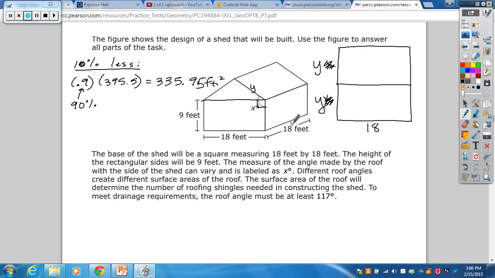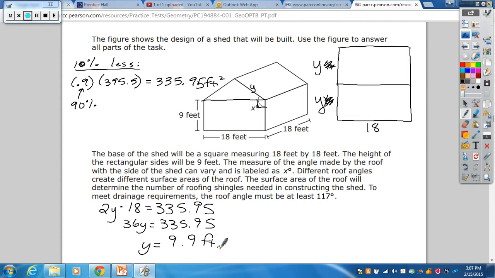And so as I set this up, here's what I did. I said, okay, if the area of this whole roof is going to be y plus y, which is 2y, and I'm going to multiply that by 18, that has to equal the 335.95 square feet. From there, I went ahead and, actually, you know what I did? I multiplied the 2 and the 18 together, which gives you 36y. And then I divided by 36, and I got y to be a length of 9.9 feet. The length of y was 9.9 feet.